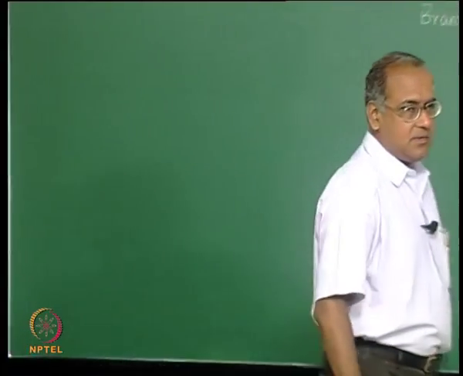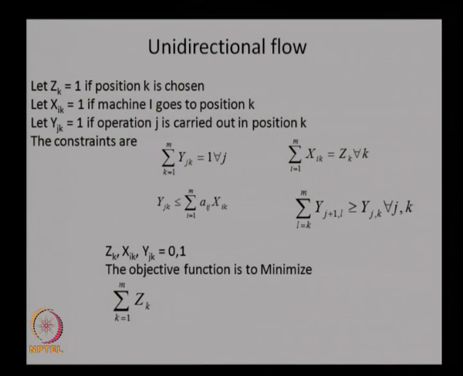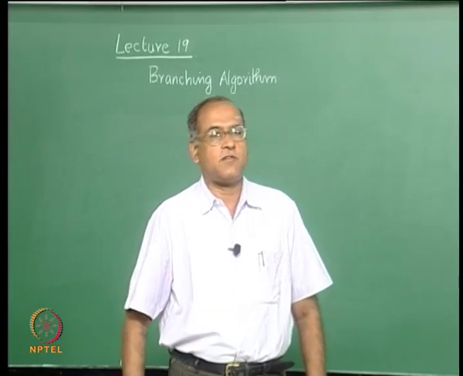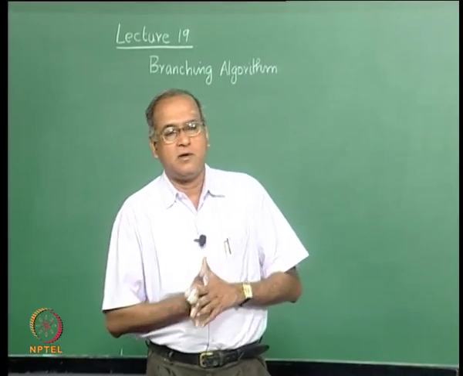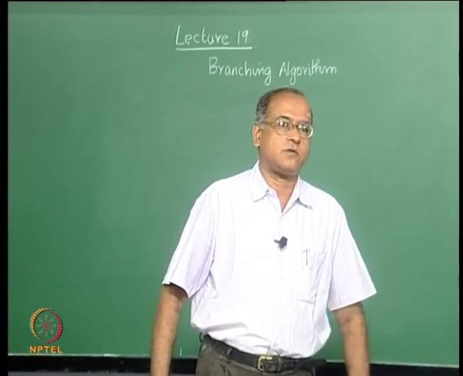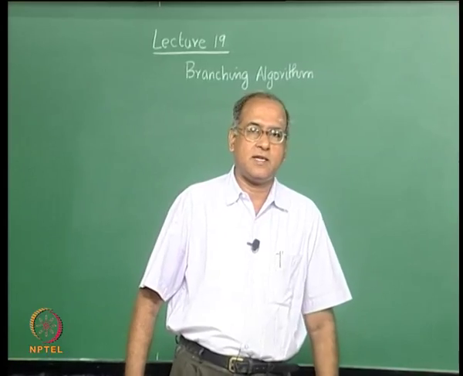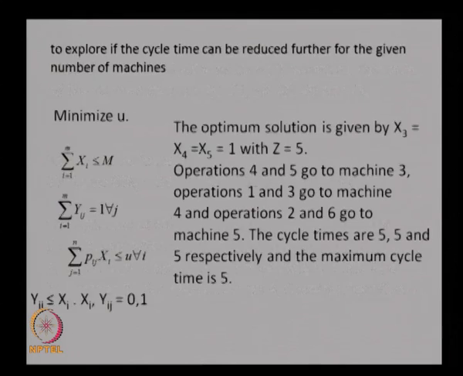Now, in the earlier lecture we saw a model for unidirectional flow. We saw the integer programming model which had 78 variables and 84 constraints. We also mentioned that this problem can become very large if the number of operations is large. Now, instead of solving it by integer programming, can we look at a branching algorithm which can give us an optimum solution to this problem, perhaps taking less time than the integer programming formulation? So, we will see one such branching algorithm.